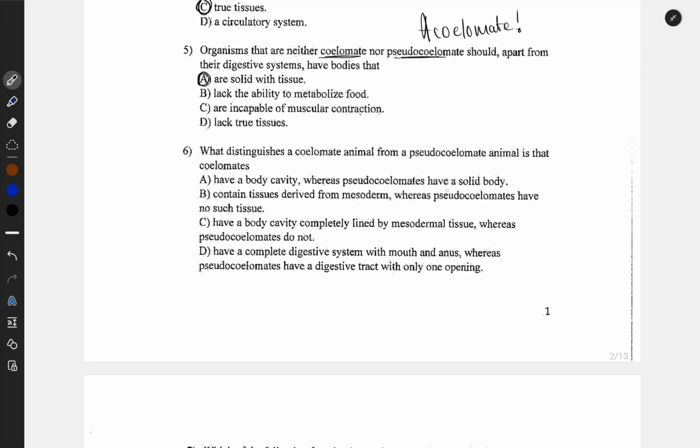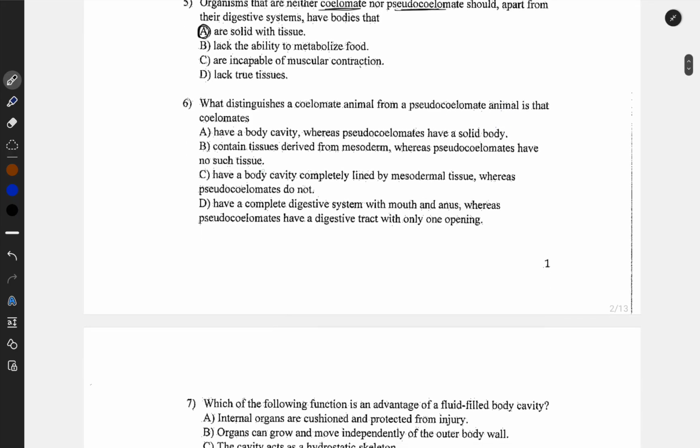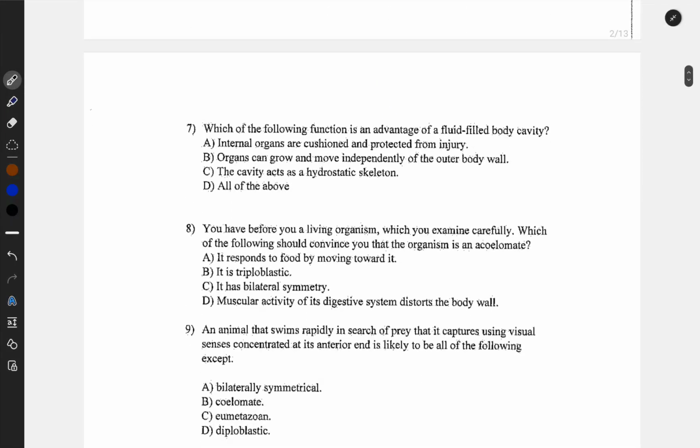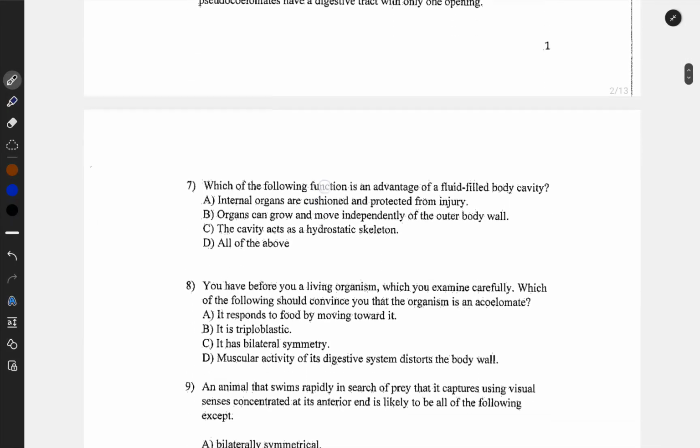They have a body cavity where pseudocoelomates have a solid body? Wrong. They have a cavity, but it is not surrounded by mesoderm. Contain tissues derived from mesoderm, where pseudocoelomates have no such tissue? No. Have a body completely lined by mesodermal tissue? Yes, that is coelomate, whereas pseudocoelomates do not. True, pseudocoelomates don't have a body that is completely surrounded by the mesoderm. Okay, right. Once you get C as your answer, you don't need to fight with D.